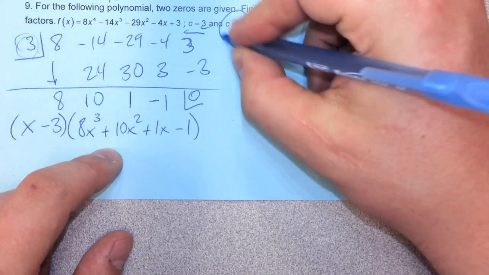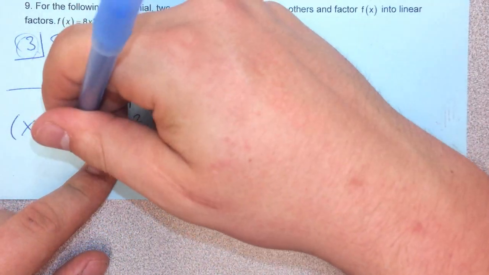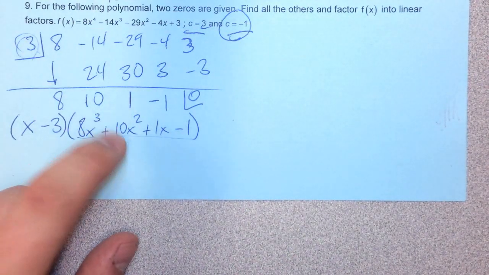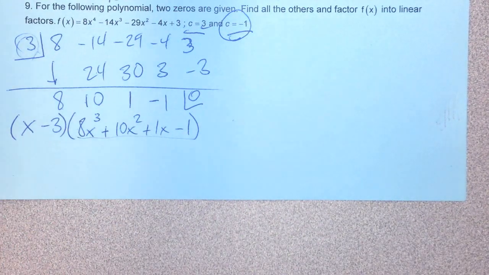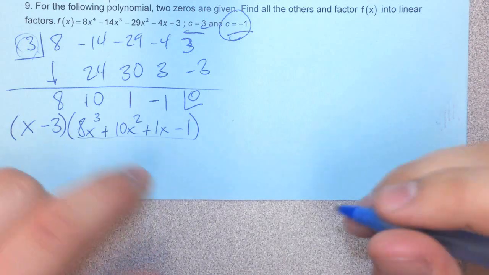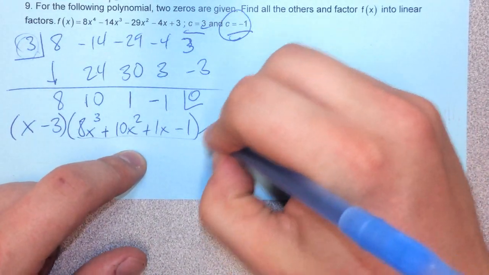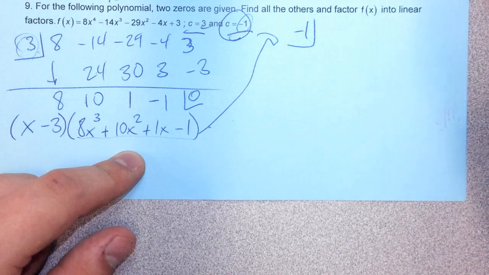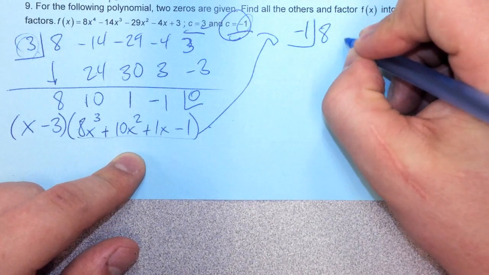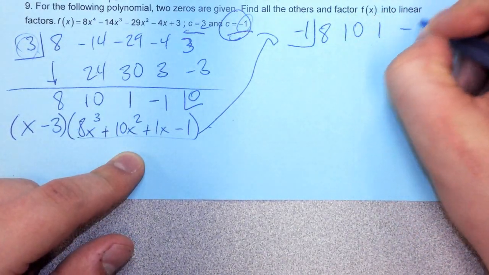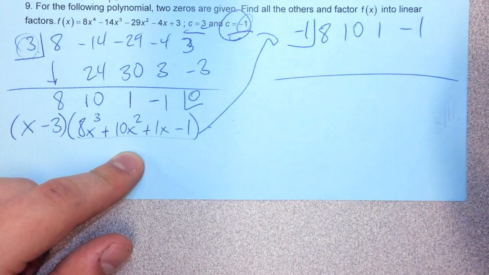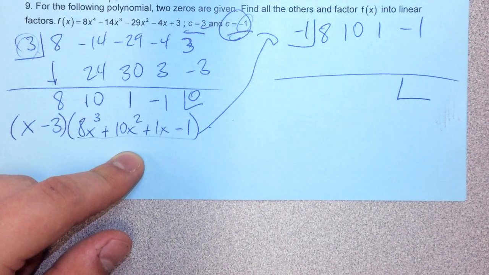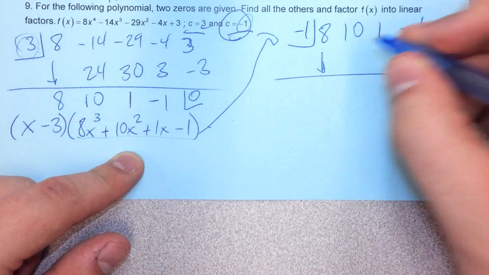Now we know this 0 has to come out of here. Okay, we want to make sure we're using this one because we're trying to factor it in a way that's going to make life easier for us. So now we're going to take this guy and synthetically divide it by this 0. So negative 1. 8, 10, 1, negative 4, 1. Okay. We can do it with this one now.